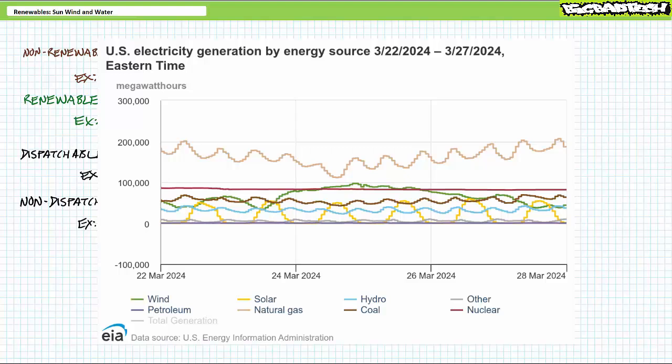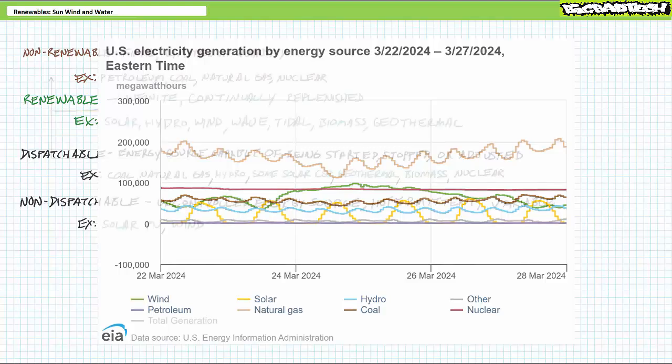Solar in yellow peaks and valleys as the sun rises and sets, with changes in intensity from one day to the next. Nuclear power is steady as a rock. Coal, hydro, and natural gas ramp up and down as electrical demand peaks during the day and valleys at night. When free renewable wind power peaks, non-renewable natural gas turbines back off.